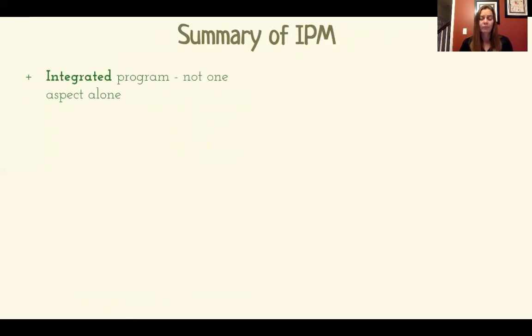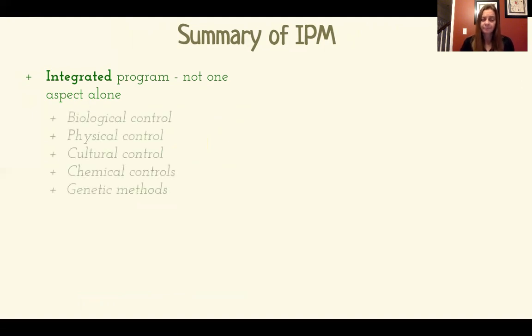So quick summary, remember that when we talk about integrated pest management, it's really important to talk about it as an integrated program. It is not just one aspect. So when you talk about integrated pest management, you can't just talk about biological control. You have to talk about the system. Biological control, physical control, cultural control, chemical control, and genetic methods. The five put together give you that integrated pest management.